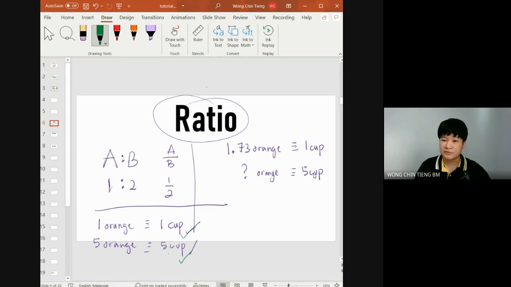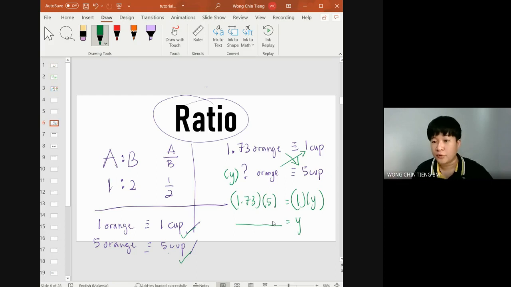So how to solve this mathematics? Senang je. Darab silang. If this unknown right now is a Y, katakan. Darab silang 1.73 darab 5, 1.73 times 5, equals to 1 times Y. Therefore, Y equals to how much? Nampak?